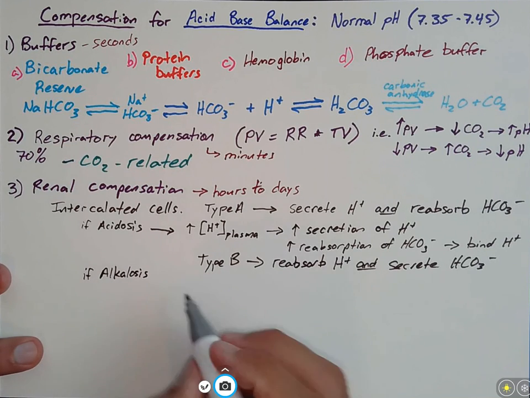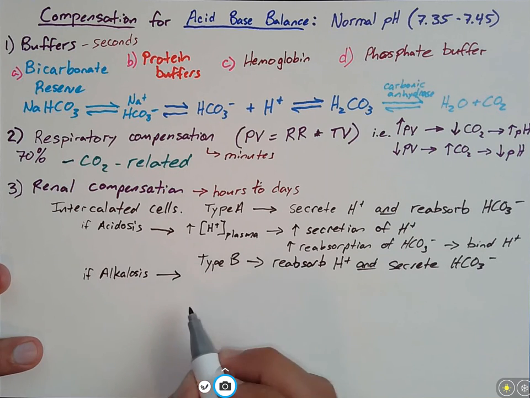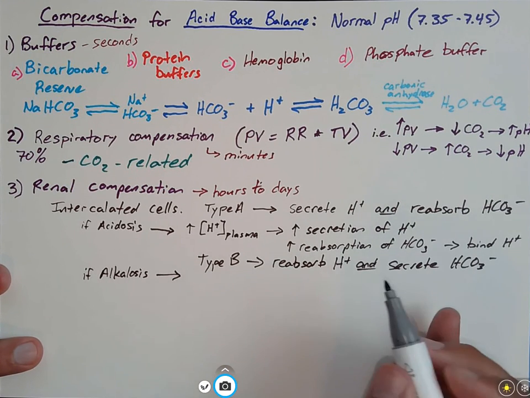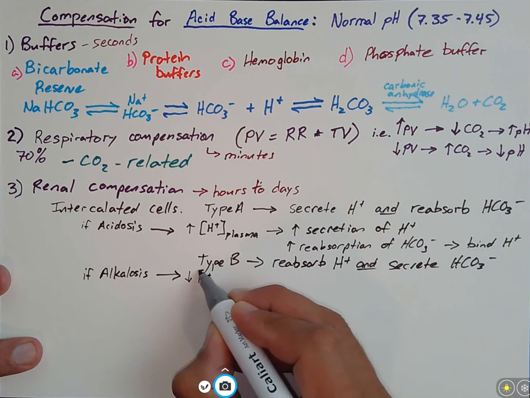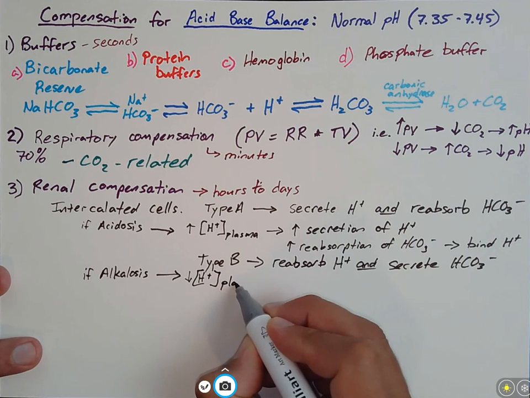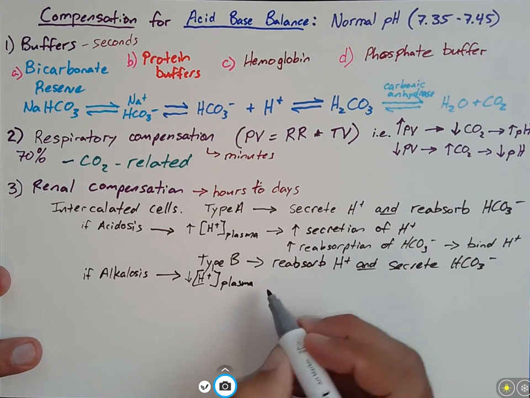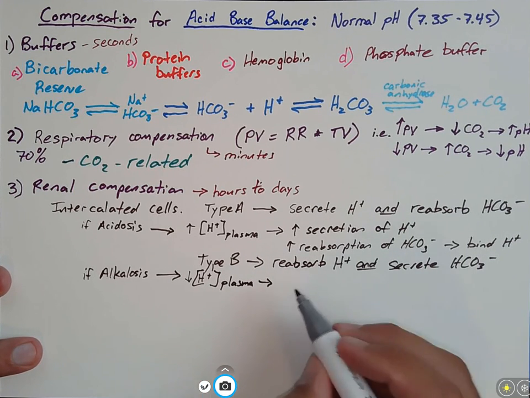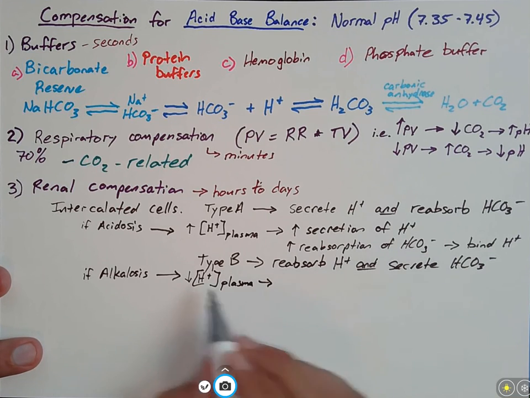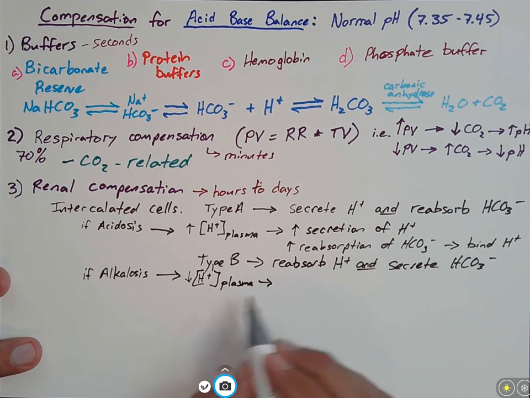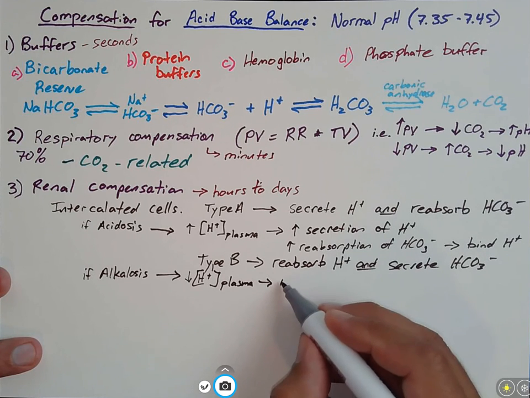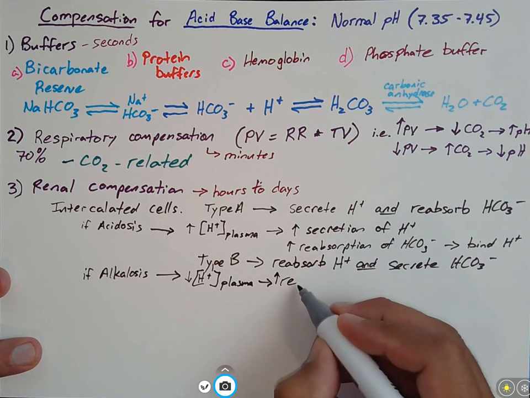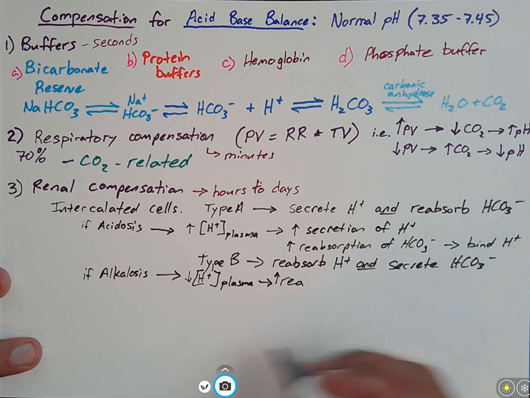So if a patient has alkalosis, their compensatory mechanism is going to say, let's increase the activity of type B intercalated cells. This is because there is a decrease in the amount of hydrogens in the plasma, and the body needs to bring that back up again, right? So what are we going to do? Let's reabsorb more hydrogens back into that plasma, and let's secrete. Let's get rid of the bicarbs that are binding it up.